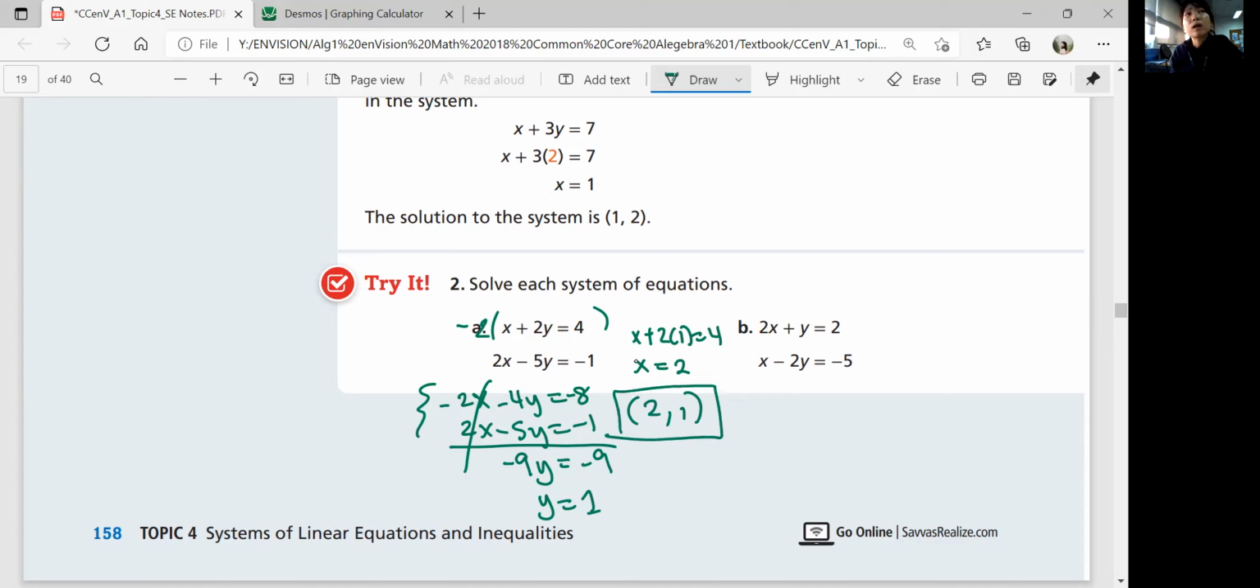Okay, part B. Is it easier to match the x terms or the y terms? It doesn't matter. Just choose any terms.